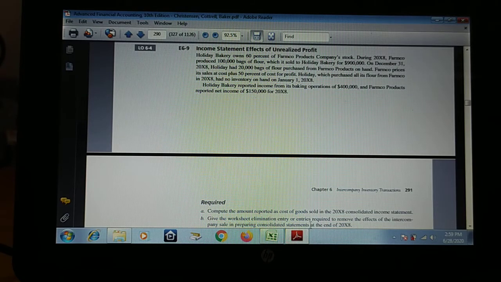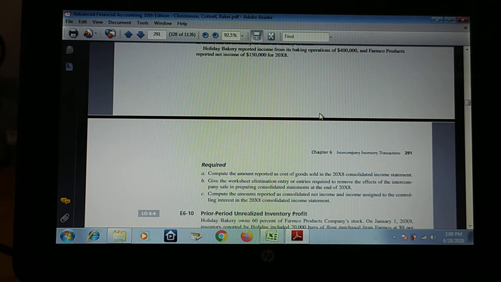Okay, for the second question, which is E6-9, income statement effects of unrealized profit. Holiday Bakery owns 60% of Farmco Products company stock. During 2008, Farmco produced 100,000 bags of flour, which is sold to Holiday Bakery for $900,000. On December 31st, 2008, Holiday had 20,000 bags of flour purchased from Farmco Products on hand.